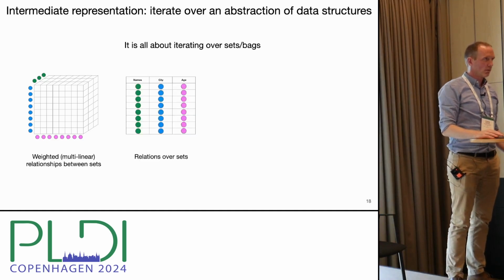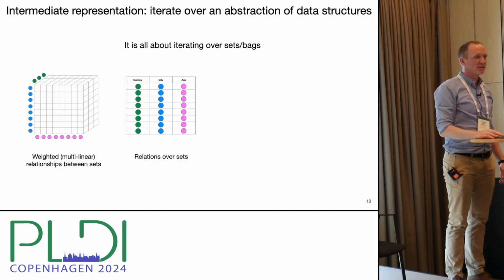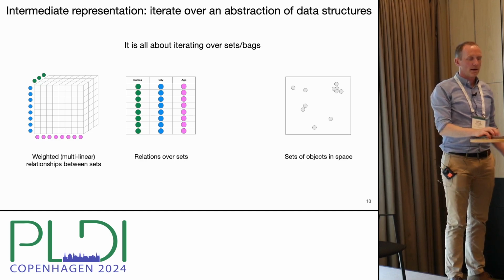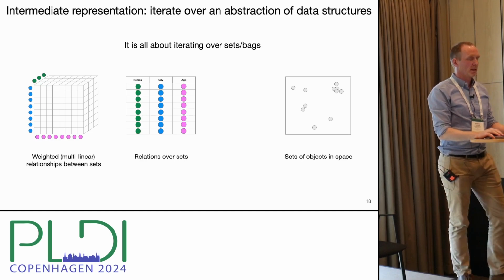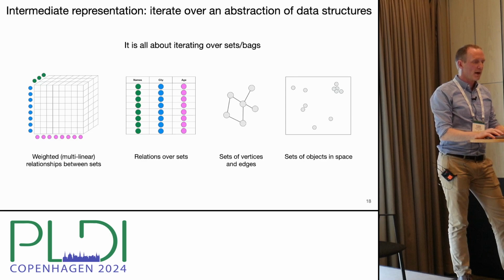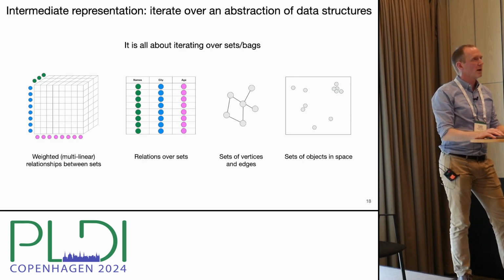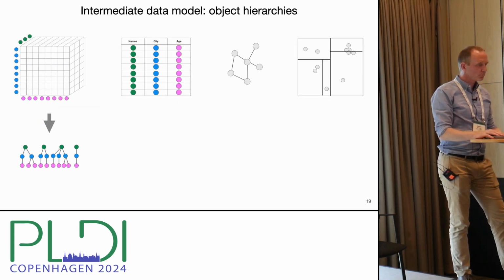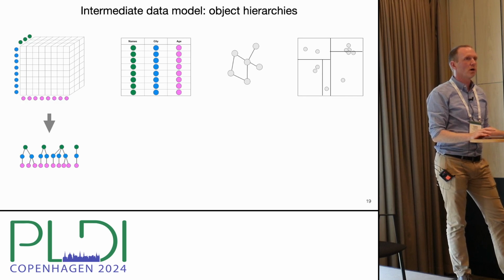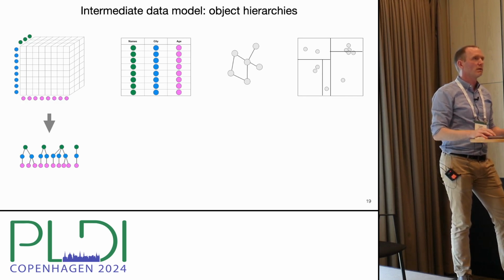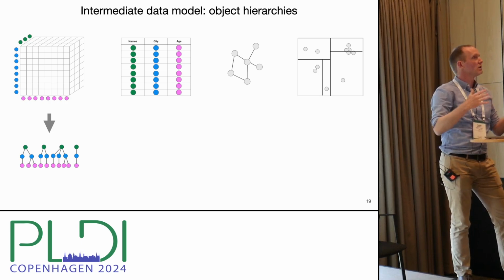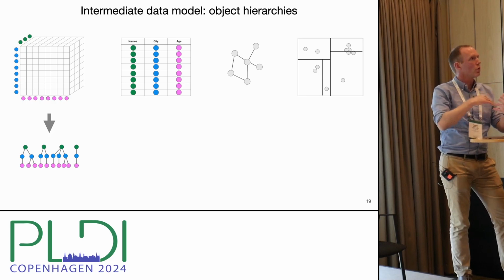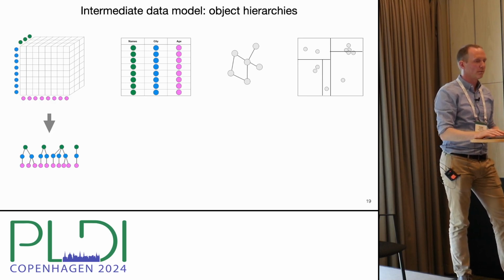A relation is a relation over sets, so it's a relationship over sets. And space is just relationships between the objects themselves through space. And then graphs are just connected by edges, so also just relationships between vertices. So that means that we can start to think about all of these as some hierarchical traversal through different sets that are connected in some way, whether it's through a relation or through a matrix or through a graph.